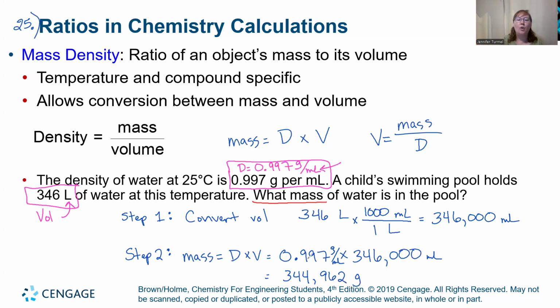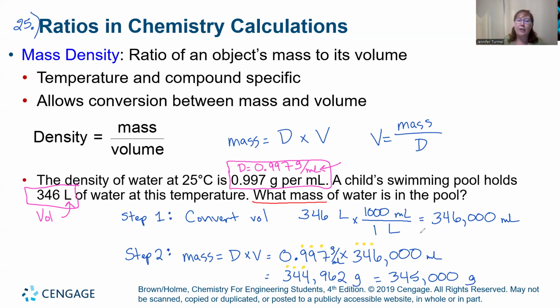But see how we have 1, 2, 3 significant figures here and 1, 2, 3 significant figures here. That means that we can only have 1, 2, 3 significant figures in our final answer, which gives us 345,000 grams. Okay.